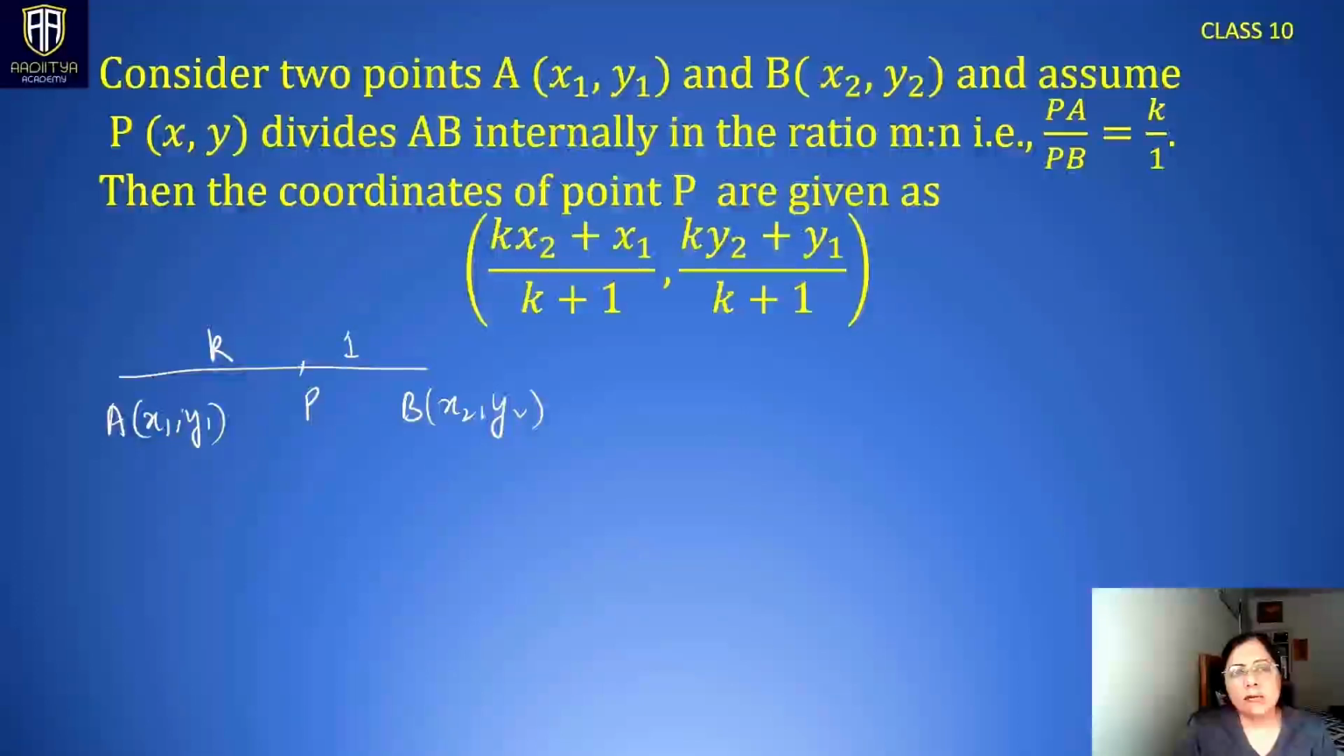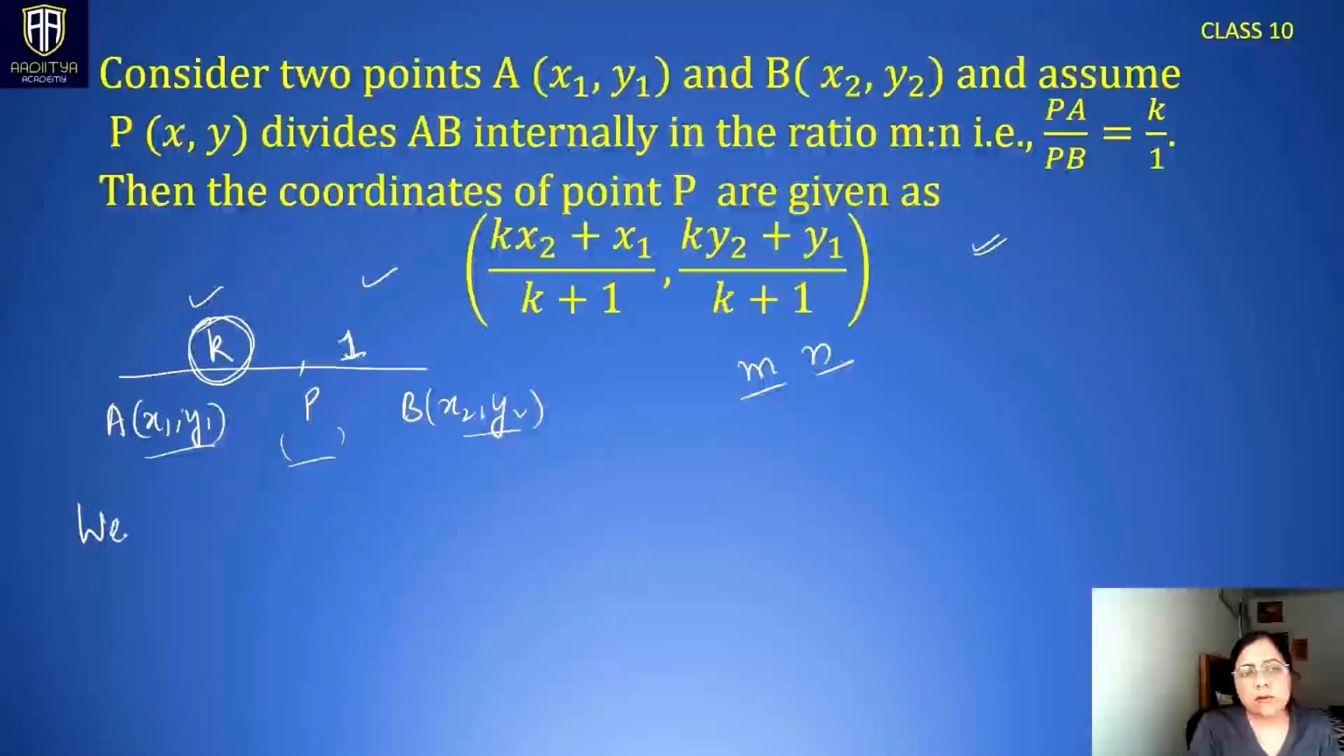The only thing is, if in a question we have to find the ratio, when the coordinates of all three points are given to us, then it is advisable not to use two variables, m and n, because if these two things are unknown, the calculations become more. To avoid that, we consider k as some variable and take the second ratio part as 1. So in this case, we only have to look for k. This formula is always used when we have to find the ratio.